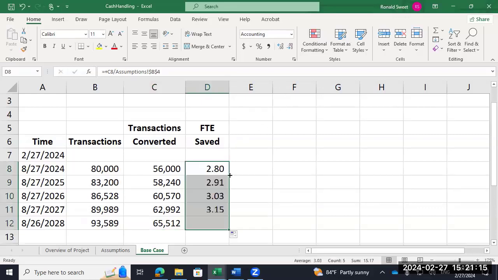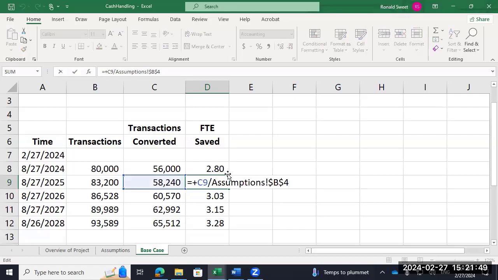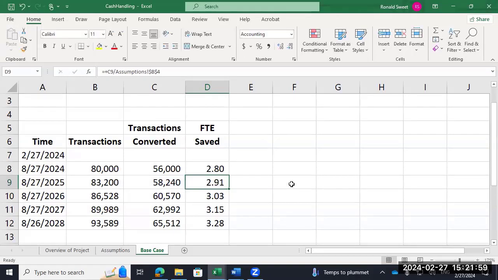FTEs, I like to go out 2 decimals. Why? Because this is Carol's department. She can hire 2.8 people. Now, if you can't do that, if she either has to eliminate 2 people or 3 people, you can do the truncation. You can do rounding or truncation, but I wouldn't recommend it here. Truncation, if it's 2.8, it just makes it 2. Rounding, it's going to round up to 3. So those have a difference, but we're not going to do that here. She actually can eliminate 3.03 positions. That's pretty amazing how she can manage her workforce. So this assumption is that each can do 20,000. So if we're going to eliminate 58,000 transactions, each can do 20,000, then we'll eliminate 2.9 people.